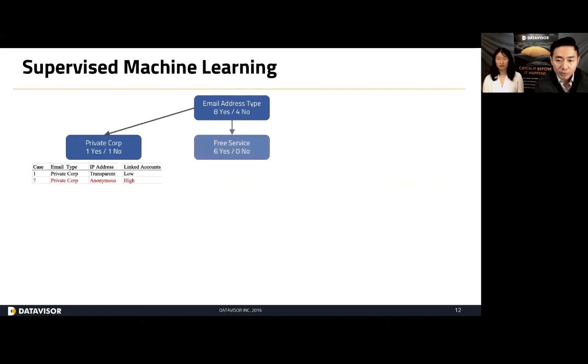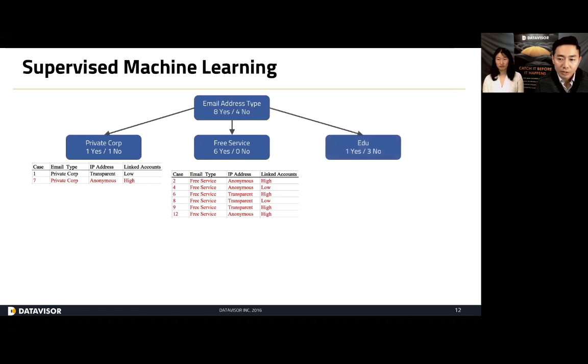The email could also be from a free service, and when the email is from a free service, all transactions are fraud. This would be considered a pure subset, meaning all positive examples or all negative examples, and there's no mix. And when the email address belongs to a university, there is 1 fraud case and 3 good transactions. And the way the algorithm is going to proceed is it's going to break these sets down into all fraud or not, aka a pure subset.